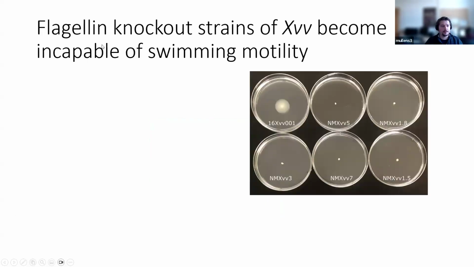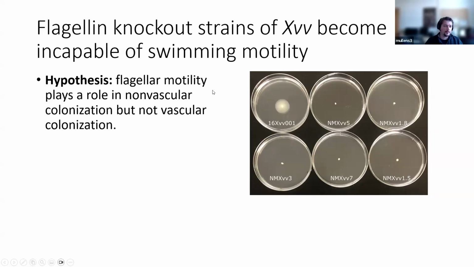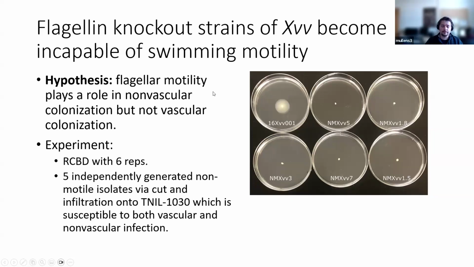So I followed up with a knockout experiment, and I made some non-motile mutants of XVB by knocking out flagellin. And so here's an image of a motility assay where we have watery agar, and you can see an expanding disc in the wild type strain here where they're swimming into the agar. And then these other ones don't have that, so they're non-motile. And so we hypothesized that flagellar motility plays a role in non-vascular colonization because it's expressed in the non-vascular tissues or non-vascular colonization, but not in vascular colonization.